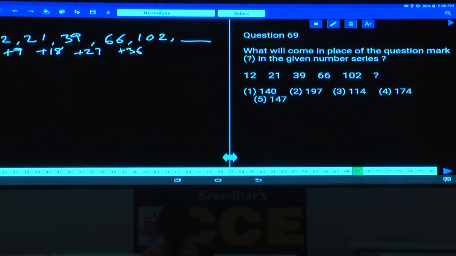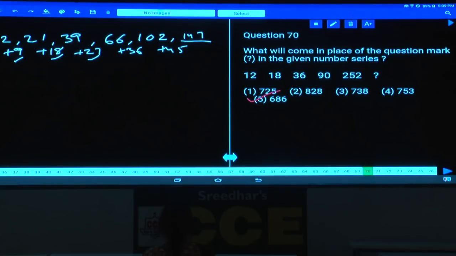Now check out these numbers. 9, 18, 27, 36 can be written as 9 into 1, 9 into 2, 9 into 3, 9 into 4, and the next one, 9 into 5, is 45. 102 plus 45 is 147, choice 5. 147, it is choice 5.